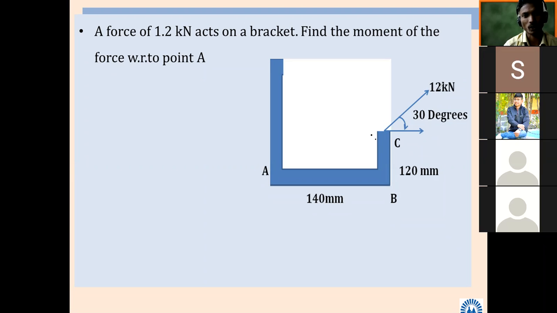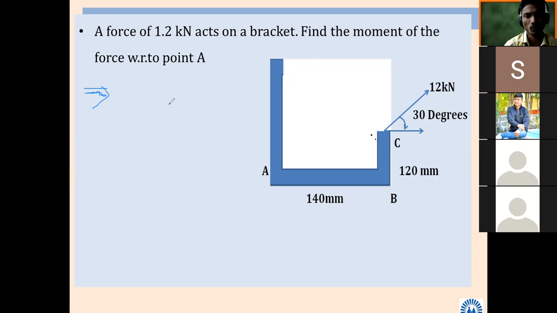The effect and direction of the 1.2 kilonewton remain the same, but for our simplicity we are going to resolve it into two forces, one along the horizontal axis and another along the vertical axis. In the answer, a little space is there, so I will write Fx. Is it simple?